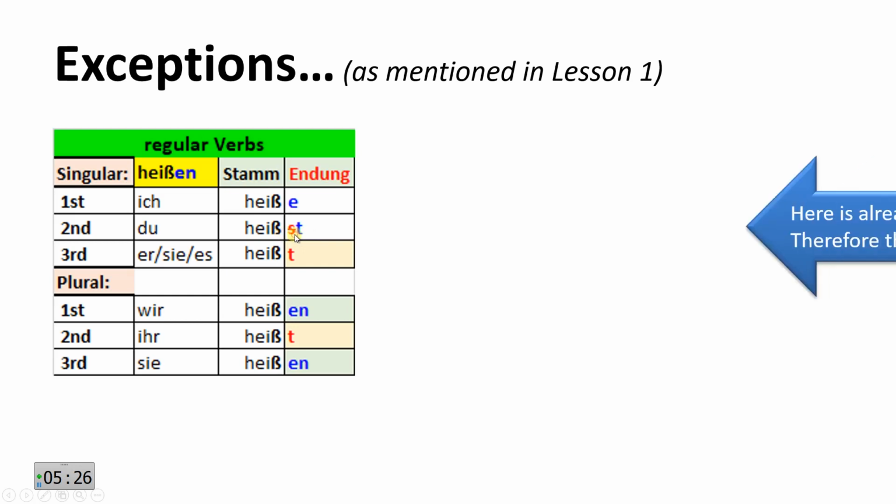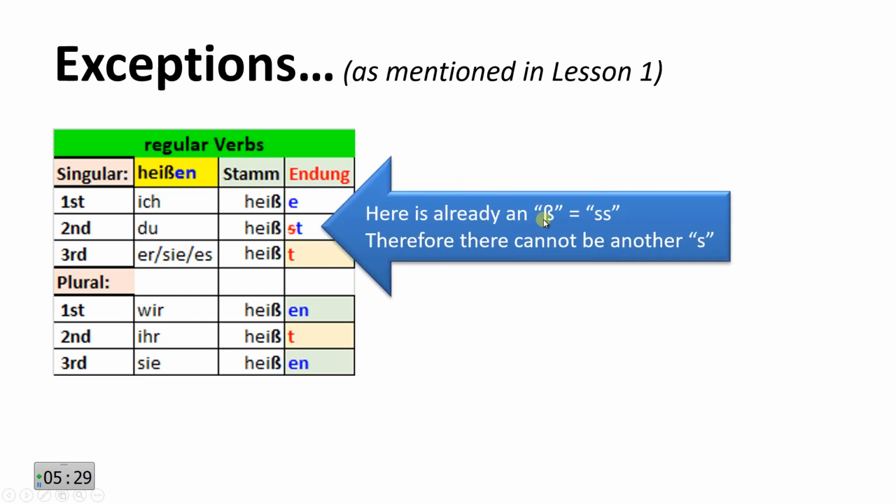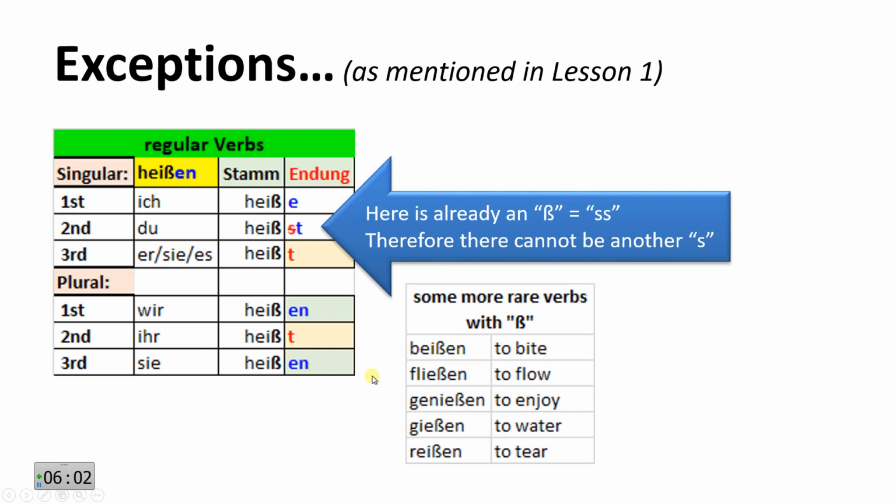But because there's already a sharp S there, which is like a double S, it's sharper than a single S, there cannot be another S. So that's why there's only a T. Even though the normal rule says there should be an ST, because of this sharp S, we cannot use this S. This is an exception. While the rest is the same, heißt, just a T, heißen, ihr heißt with a T, sie heißen like before.